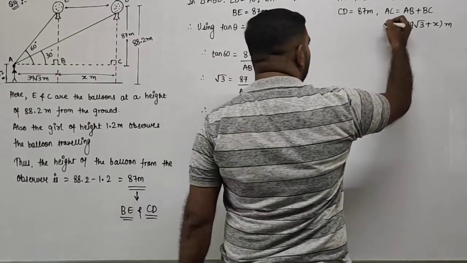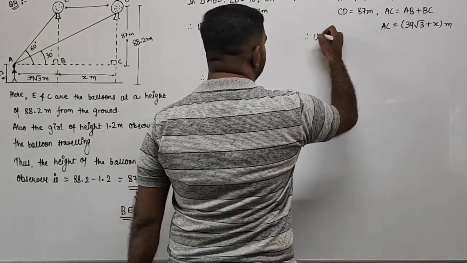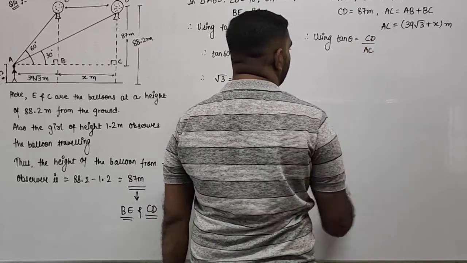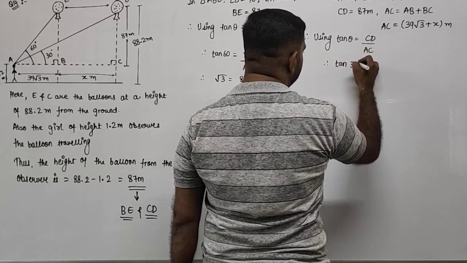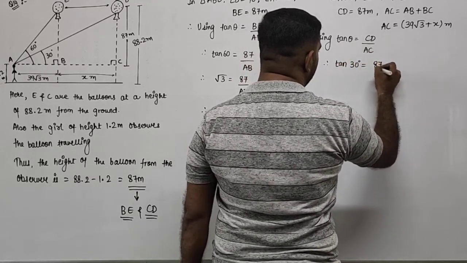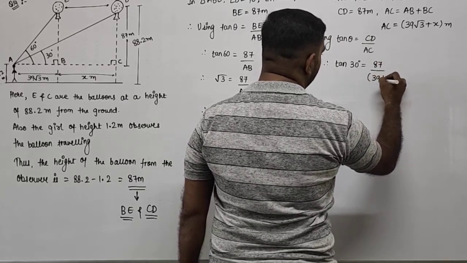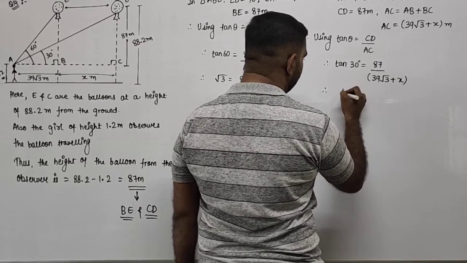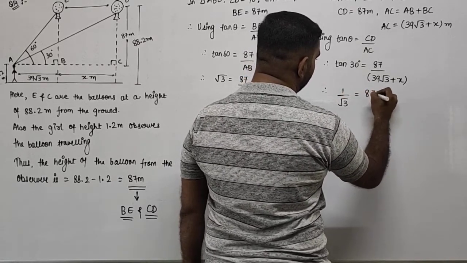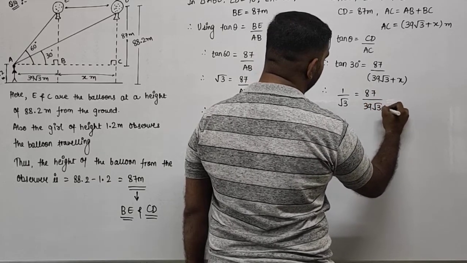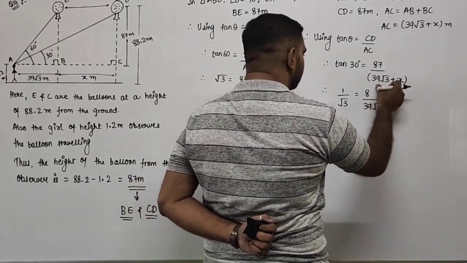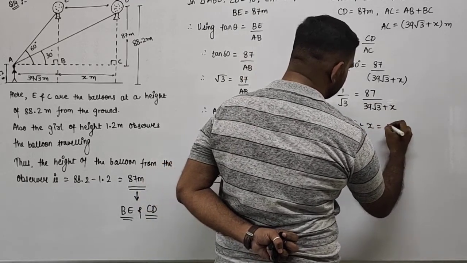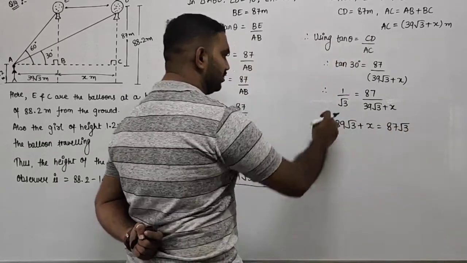This is what we got here, AC. Therefore, using tan theta is equal to CD upon AC, where theta is given as 30 degrees, tan 30 degrees is CD, that is 87, and AC, that is 39√3 plus x. First, the value of tan 30 is 1/√3, equal to 87 upon 39√3 plus x. Cross multiply.